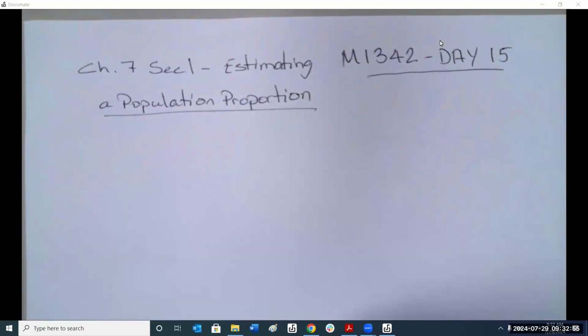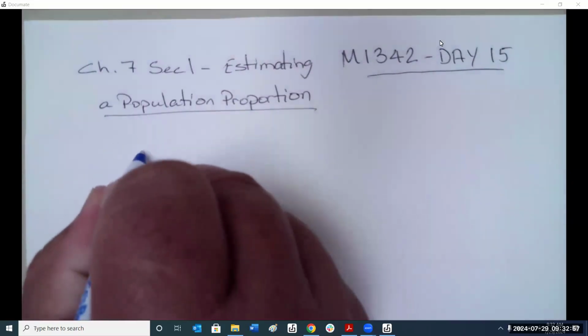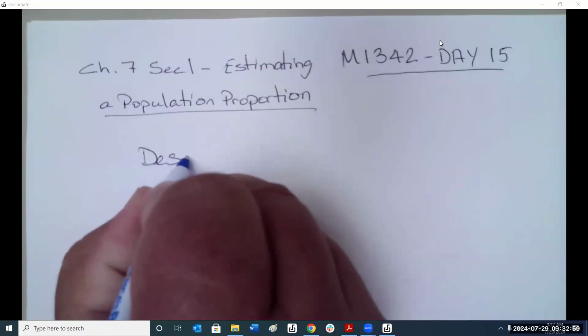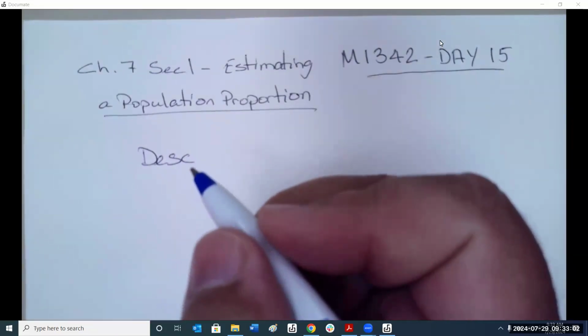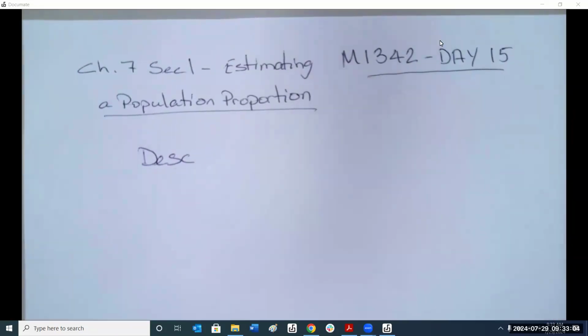What we've been doing so far, we've looked at, just hit me, yeah. We've looked at descriptive. I always keep on moving it.